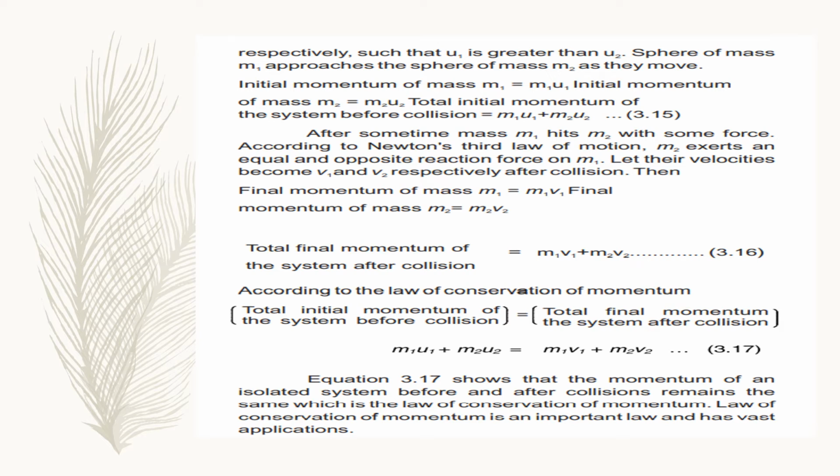After some time, mass m1 hits m2 with some force. According to Newton's third law of motion, m2 exerts an equal and opposite reaction force on m1. Let their velocities become v1 and v2 respectively. We differentiate these velocities before collision and after collision. Before collision, we represent the velocities with u, like u1 and u2, and after collision, we represent the velocities v1 and v2 respectively.